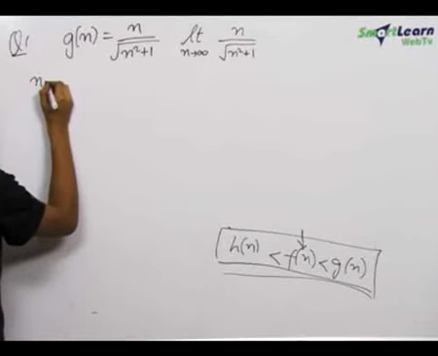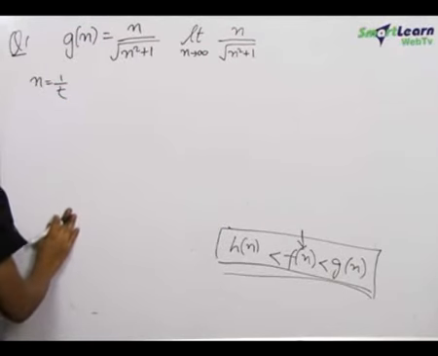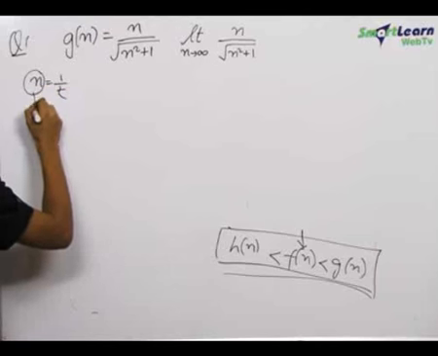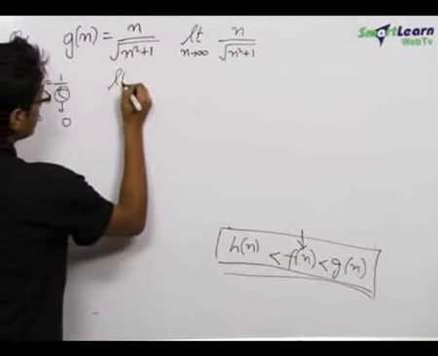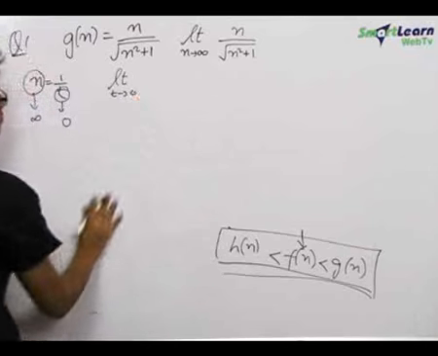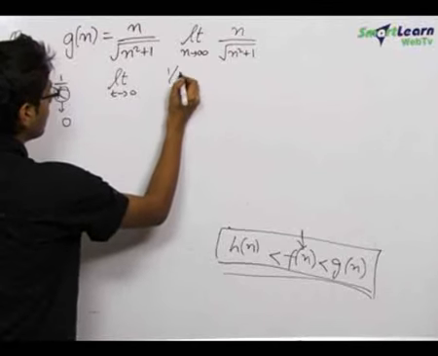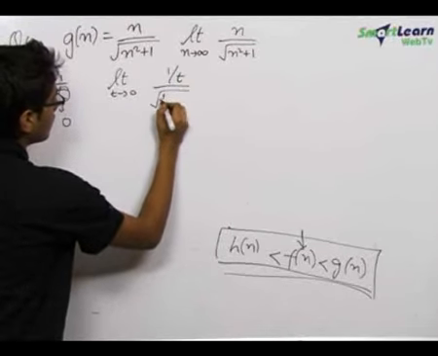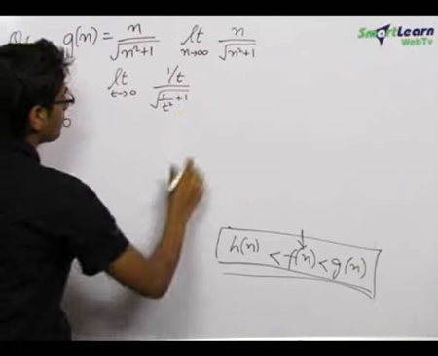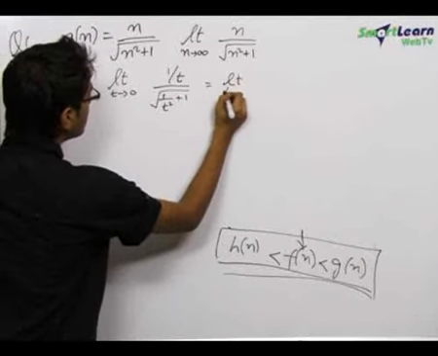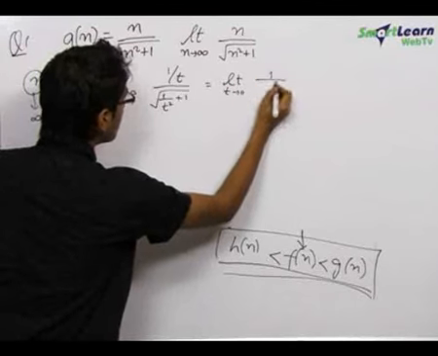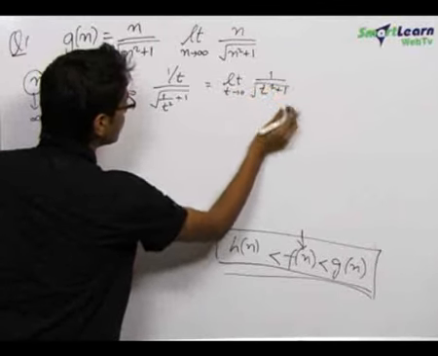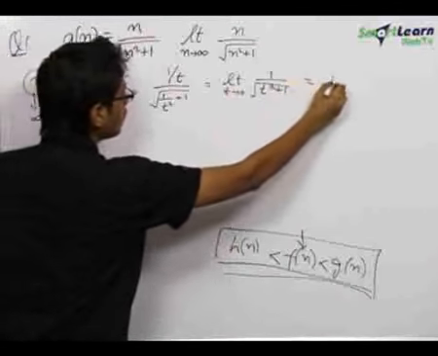For this we do n equals 1 upon t. Now n tending to infinity means t is tending to 0. So this becomes limit t tending to 0, 1 upon t upon under root 1 upon t square plus 1. So this becomes limit t tending to 0, 1 upon under root t square plus 1, which becomes equal to 1.